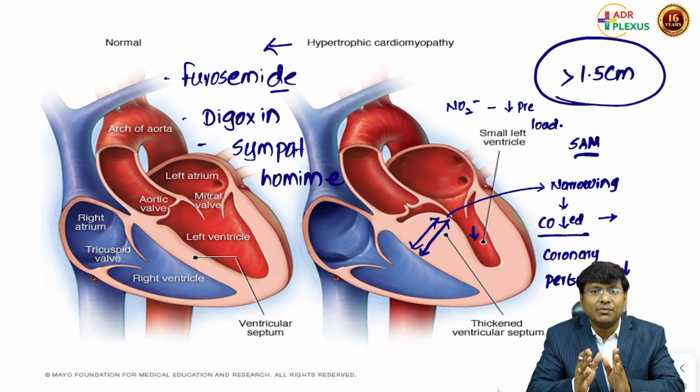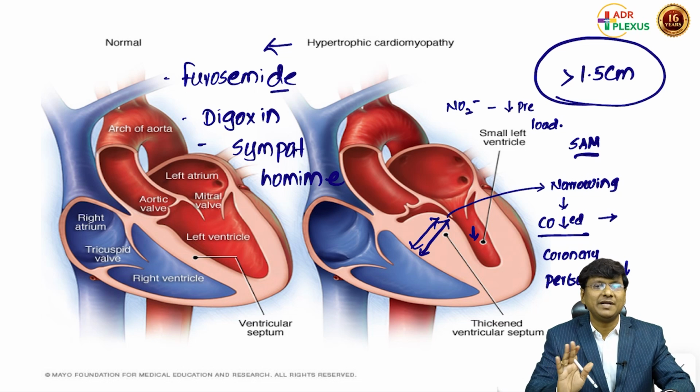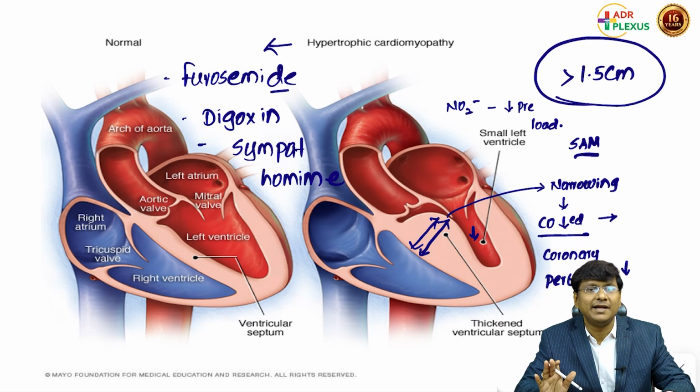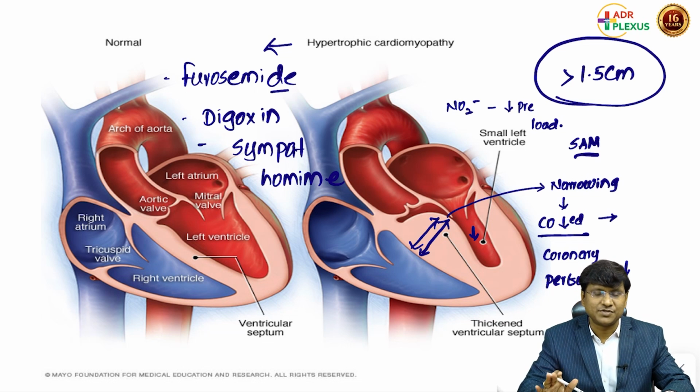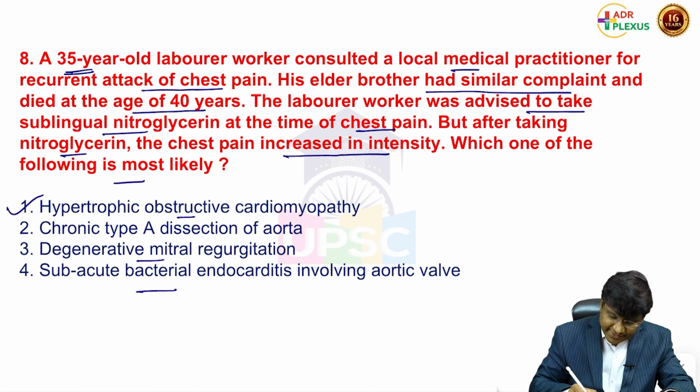Okay, so a very important point, please remember here, the drugs which are contraindicated in HOCM: nitrates, diuretics, digoxin and sympathomimetic amines. So these are contraindicated in patients with hypertrophic obstructive cardiomyopathy, right? So the answer here is HOCM.